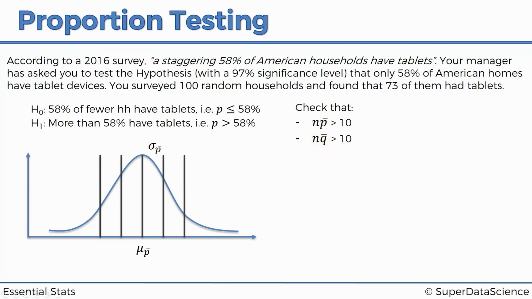If it's not met, that just means you need to increase your sample size until that is met. Very straightforward. And we have some new formulas which we're going to need to take into account. So the mean of the population is actually equal to p, and the standard deviation of the population is equal to square root of pq.